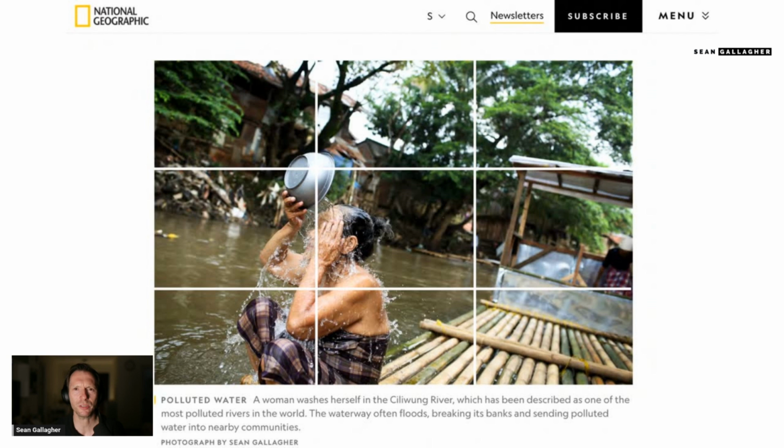You can see in this particular image, I offset the lady to the left. What that did is create a little bit of space on the right-hand side, just to give you a bit more of a sense of her surroundings and where she lived.